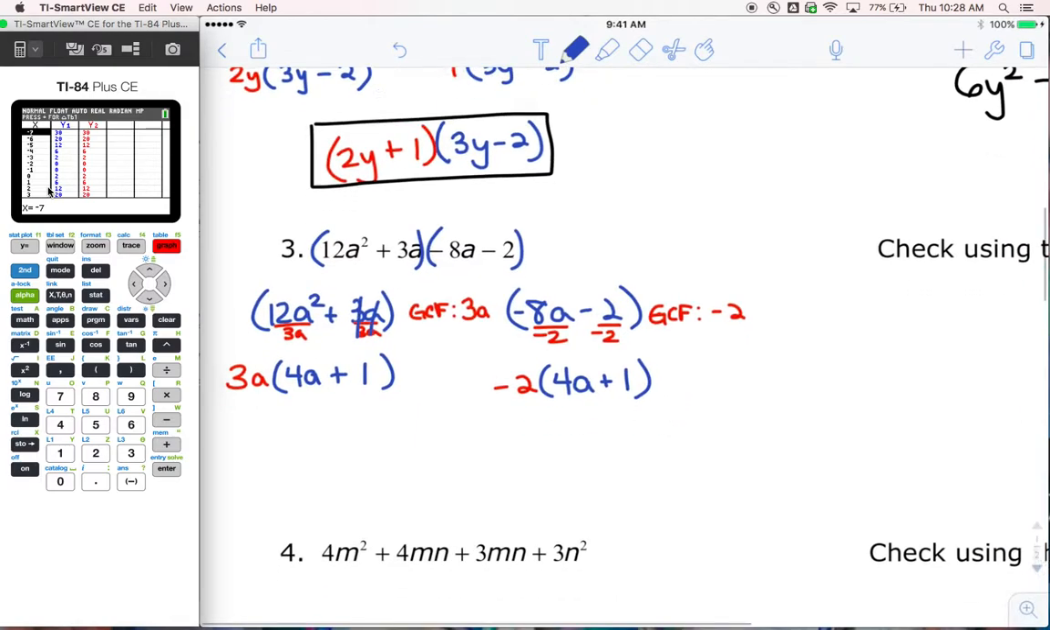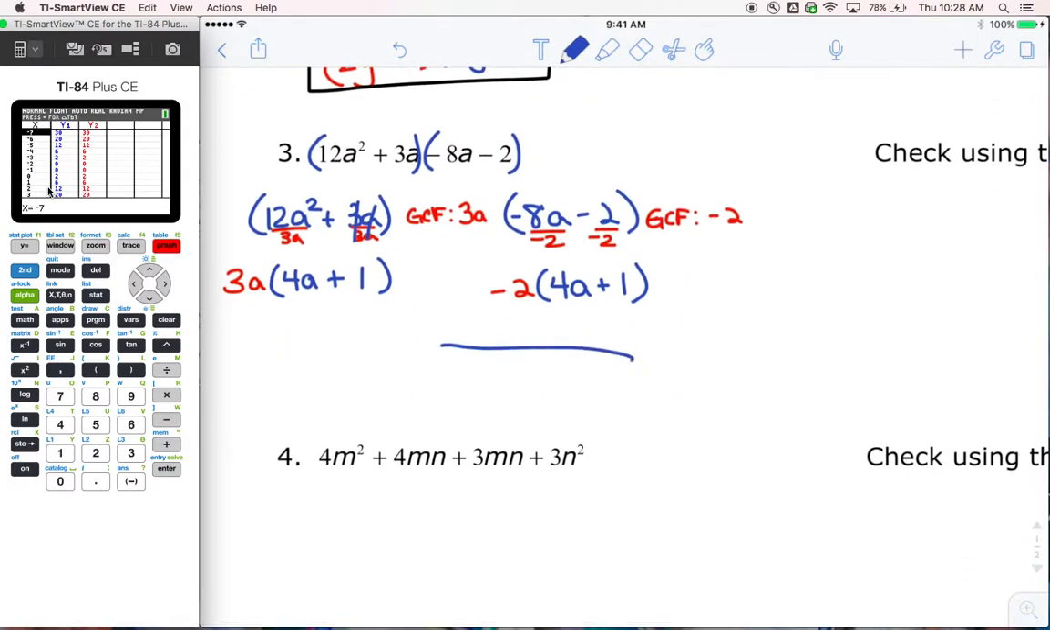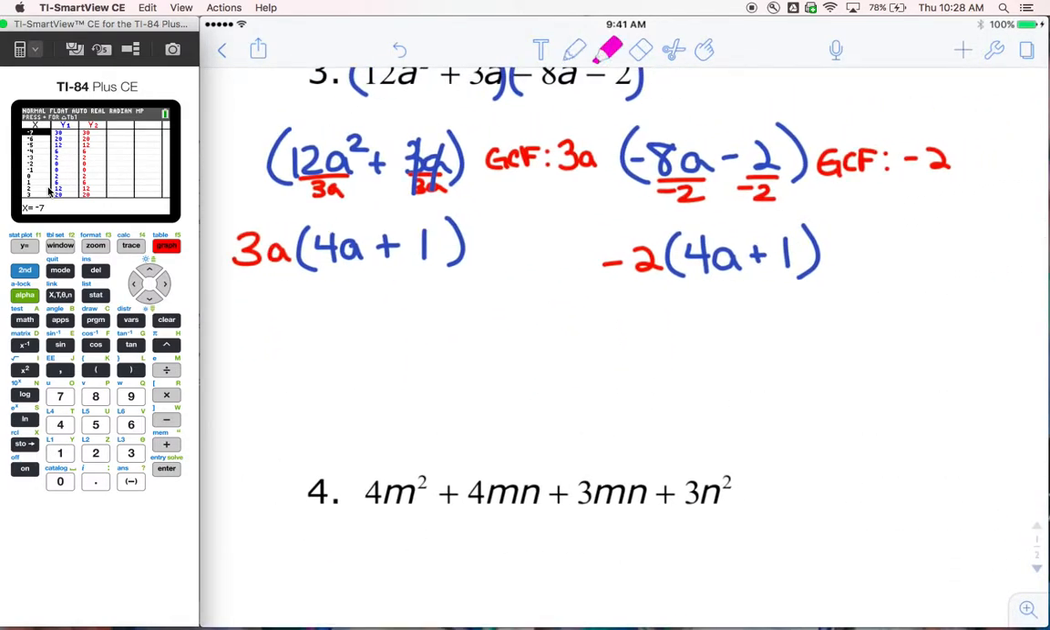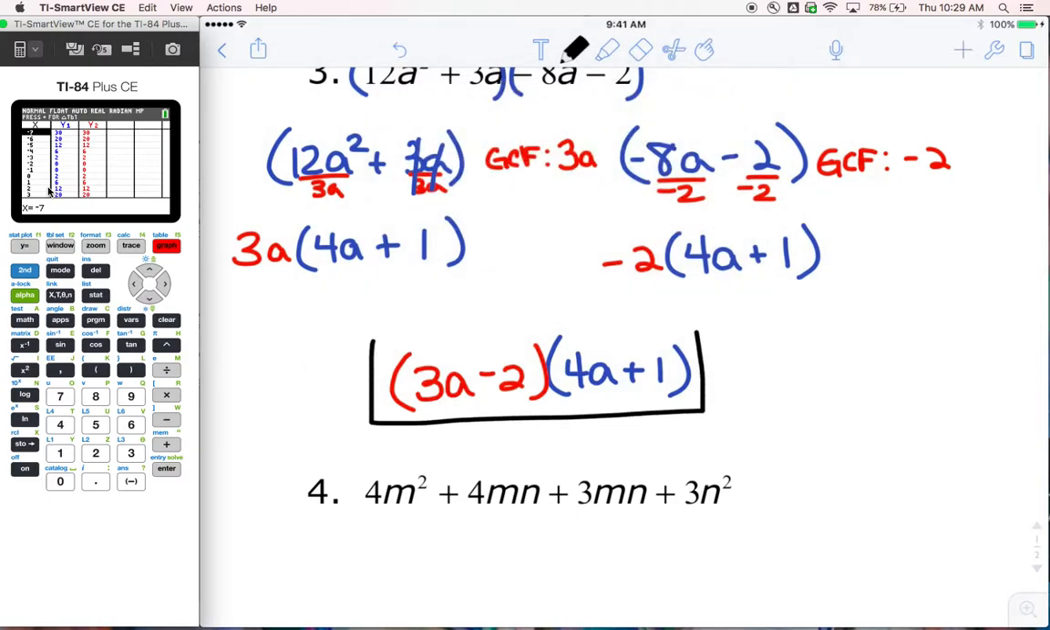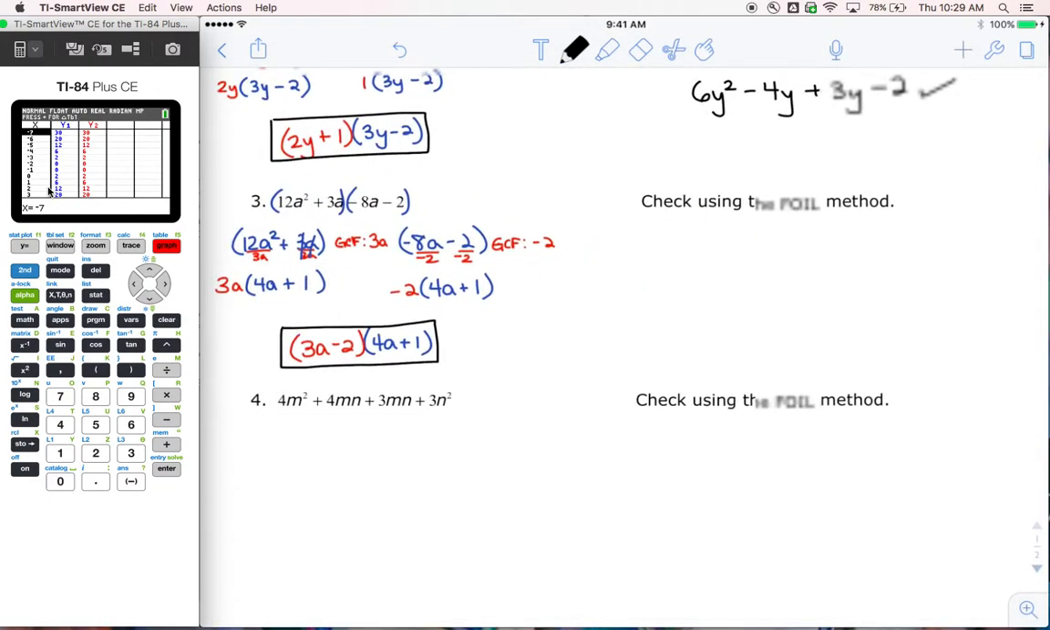All right, what are we checking for? We are checking to make sure that this group matches this group, and they do match up, so we're happy, and that is one of our final groups, 4a plus 1. But what about my other group? I need 2 groups. Do we remember? My outside terms, so 3a and a minus 2. So my final answer is all these 2 groups together.